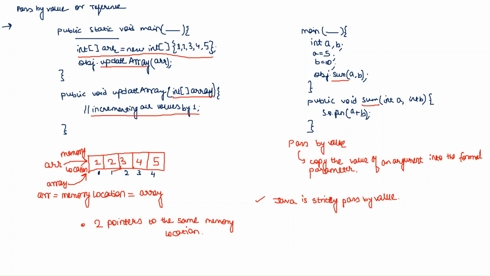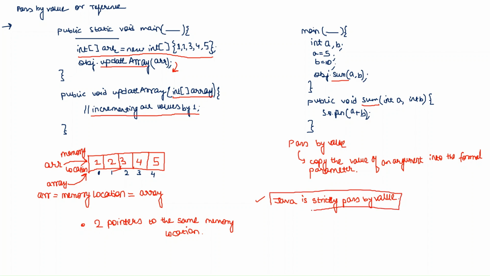And since both ARR and the array reference variables are storing the same memory location, we are getting a mutated array if we try to print the elements present in ARR after this update array statement. So this effectively means that objects act as if they are passed to methods by the use of call by reference. Changes to the object inside the method do affect the object used as an argument. And that is what people term as call by reference. But in reality, Java is actually strictly pass by value.